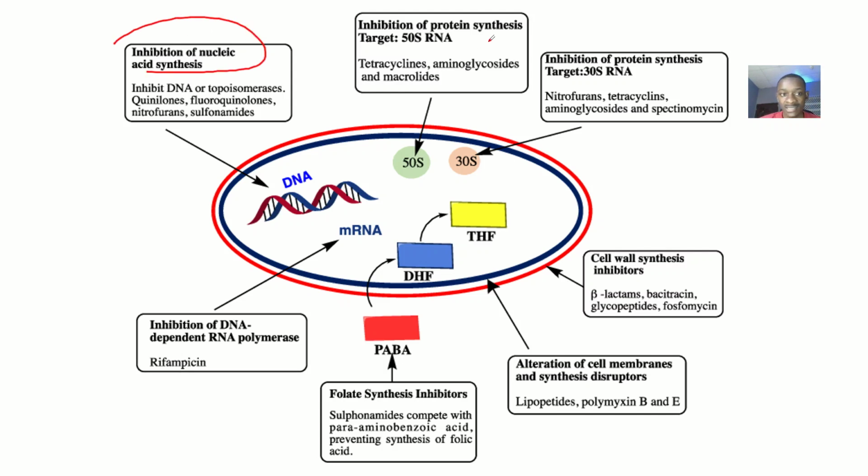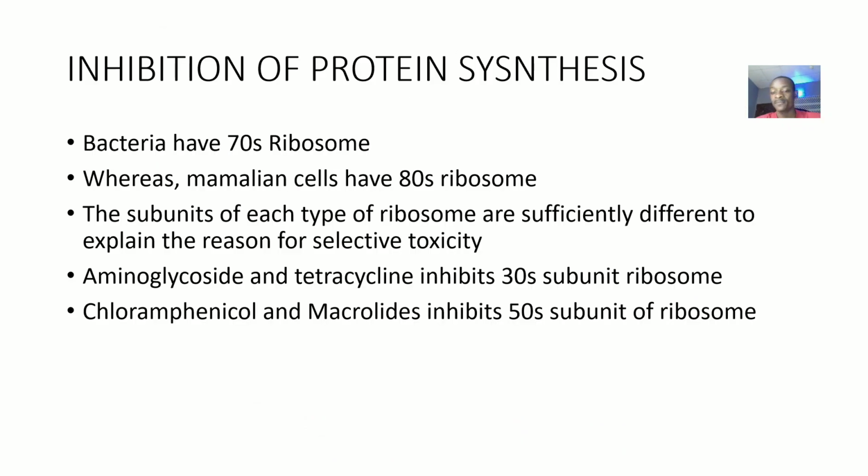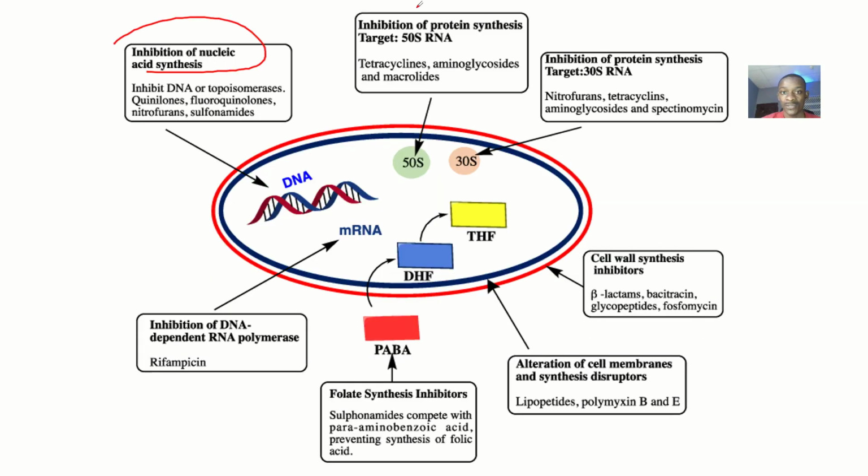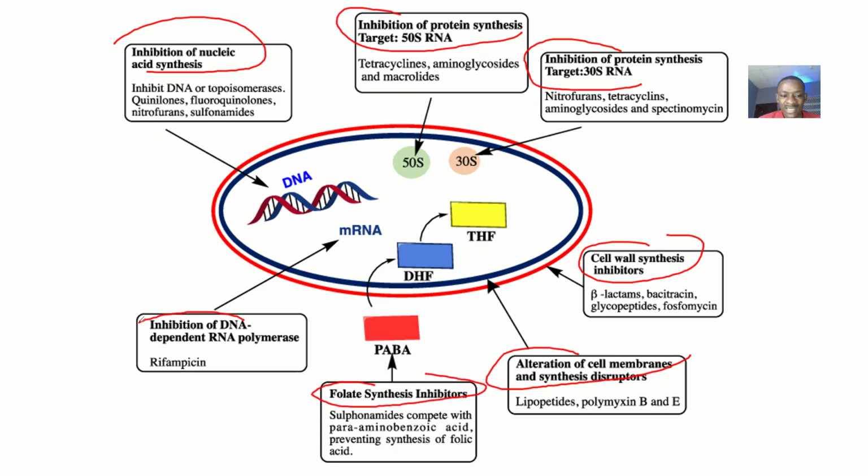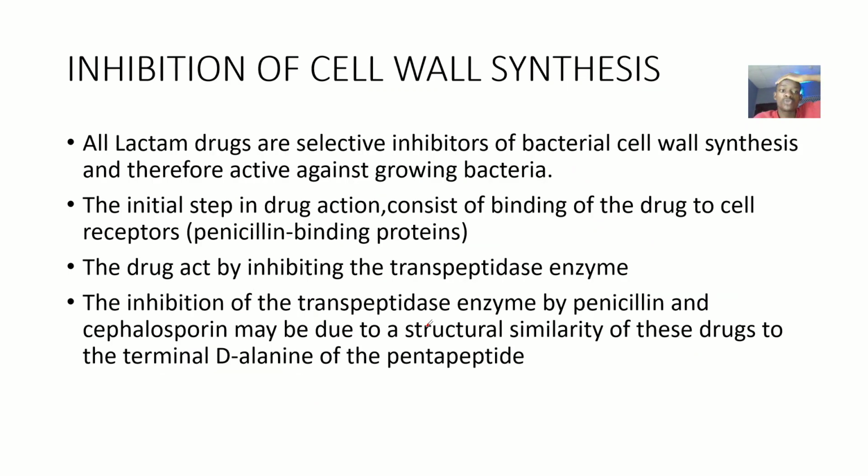Inhibition of nucleic acid synthesis. Don't worry, we have the full lectures here; I just want to refresh your memory. They could inhibit nucleic acid synthesis. They could inhibit protein synthesis, at the 50S subunit, and also at the 30S subunit. They could inhibit cell wall synthesis. They could alter the cell membrane. They could inhibit folate synthesis, and inhibit DNA dependent RNA polymerase. They have different mechanisms of action, which we'll be looking at.